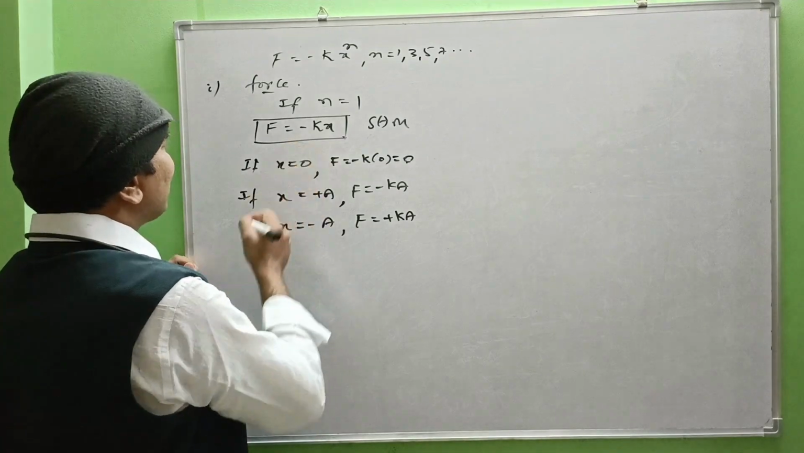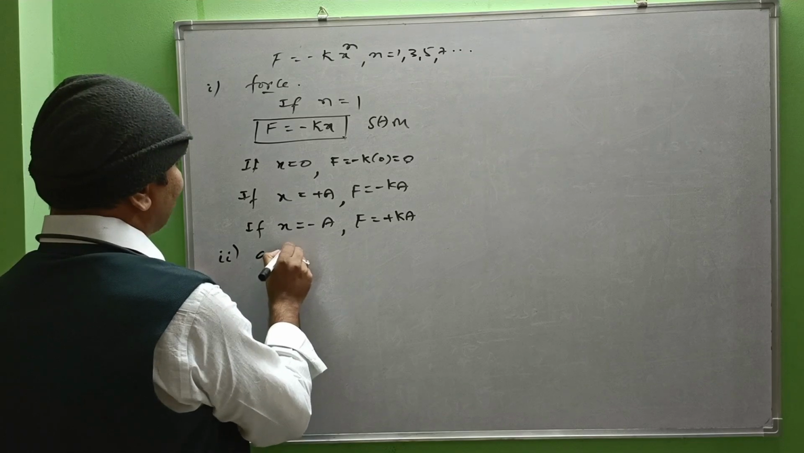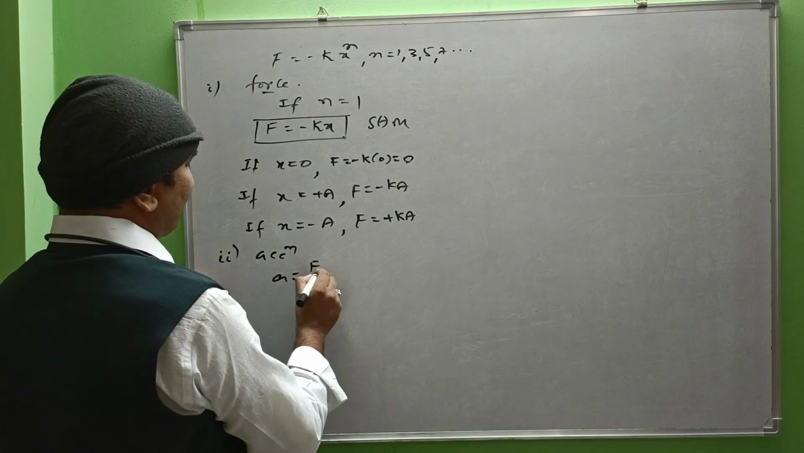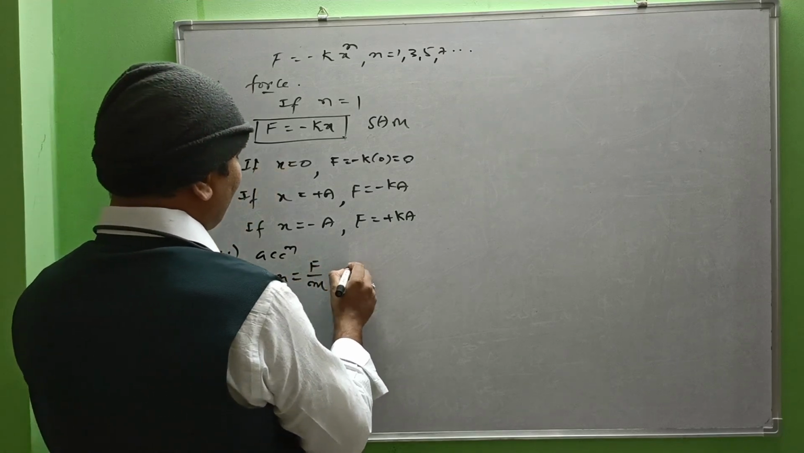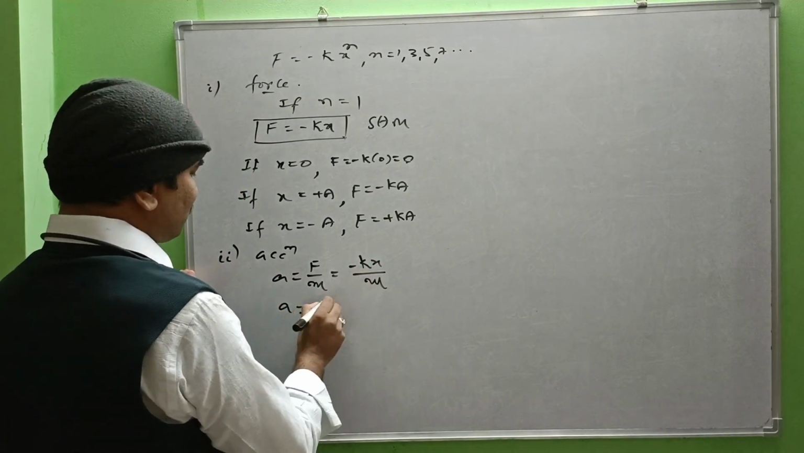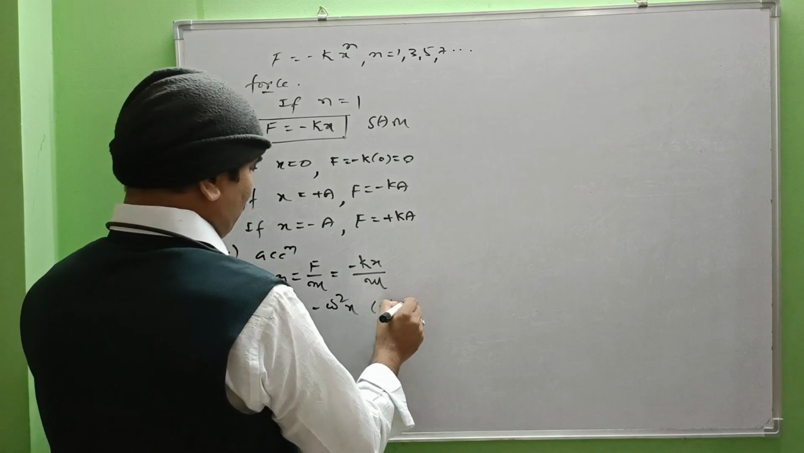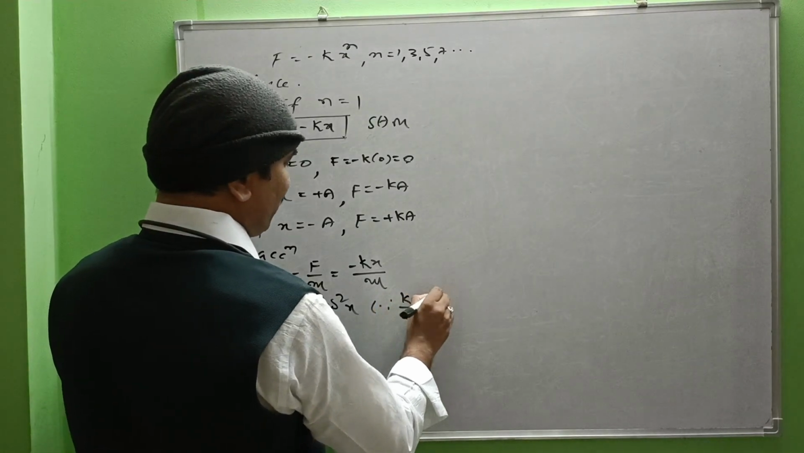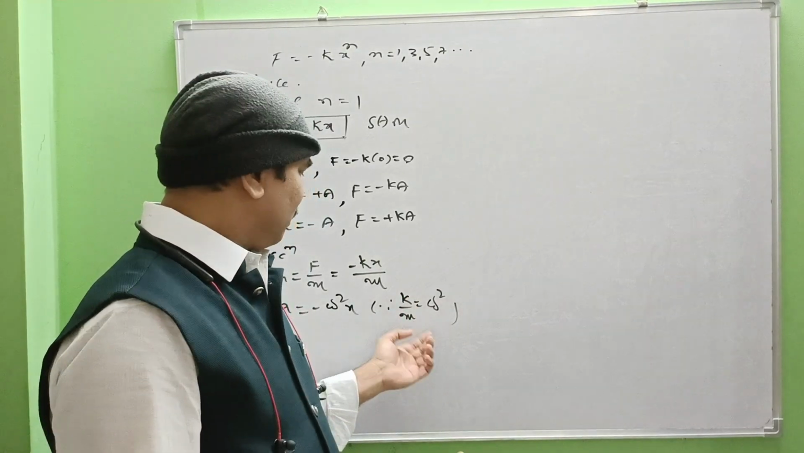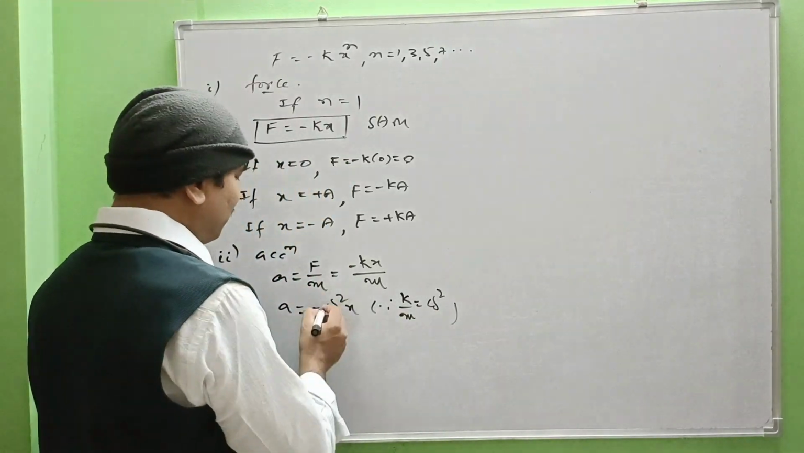Similarly, coming to the next point, acceleration. What is acceleration? a equal to F by m. F means minus k x, divided by m. So a equal to minus k by m into x, and k by m equal to omega square. So a equal to minus omega square into x. Here k is the force constant, m is the mass of the oscillating particle, and omega means angular frequency. Right? a equal to minus omega square into x.